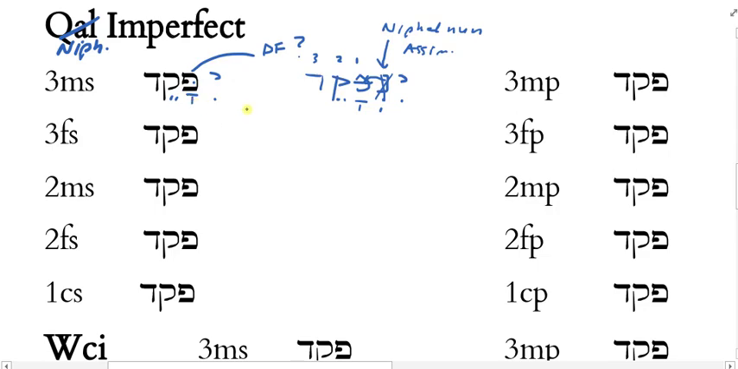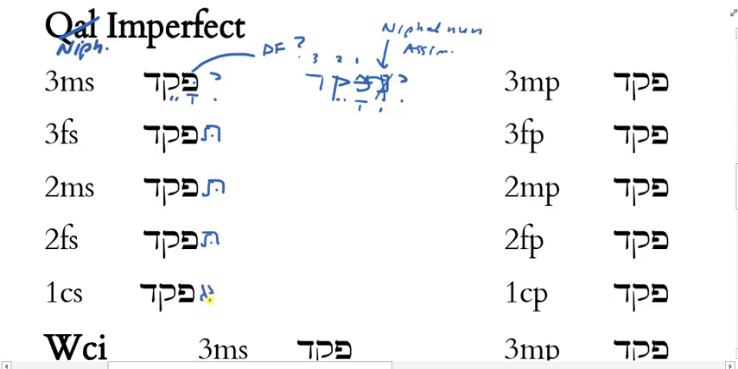Okay? Now, here's the deal. If you know the basic form and you know all of your imperfect nutty prefixes and suffixes, guess what? You can parse any Nifal verb that's normal in the imperfect. Okay? Let's remind ourselves. What are the nutty prefixes going down the line? The 3ms is yod. 3fs is what? Tav. 2ms, tav. 2fs, tav.